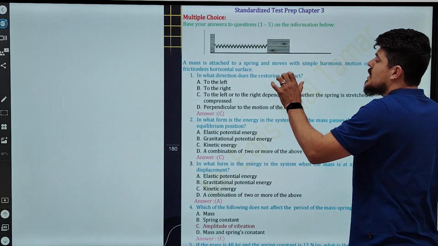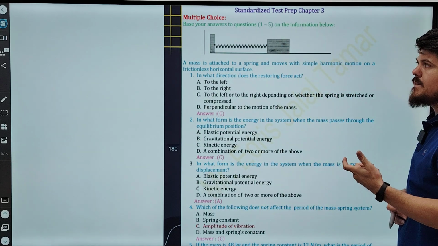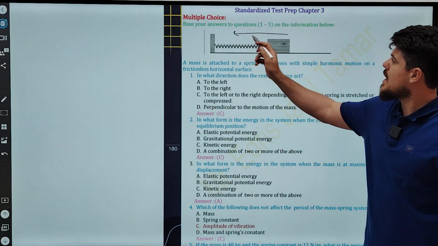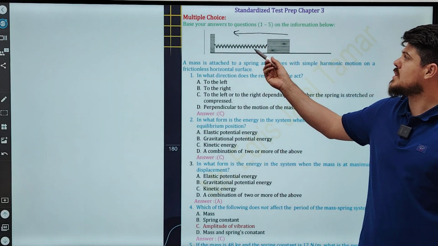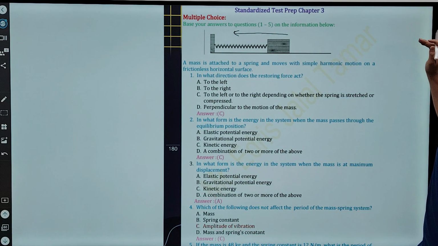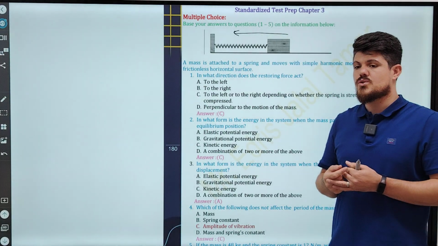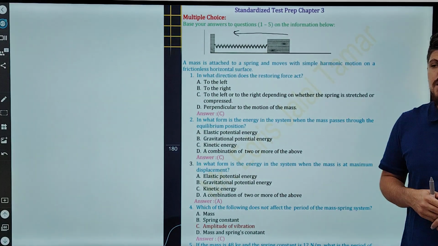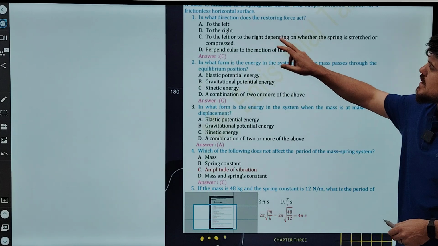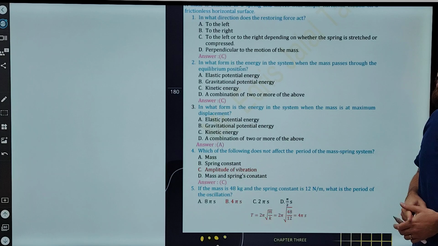In this figure, we cannot say whether this spring is compressed or stretched. Okay? But if the spring is compressed, for example, this is the applied force when the spring is compressed, the direction of the restoring force is to the right. In the case of stretching, the direction of the restoring force is going to be left. But in this question, because the compressed or stretched region is not indicated, we cannot say the restoring force is to the left or to the right. C is correct.